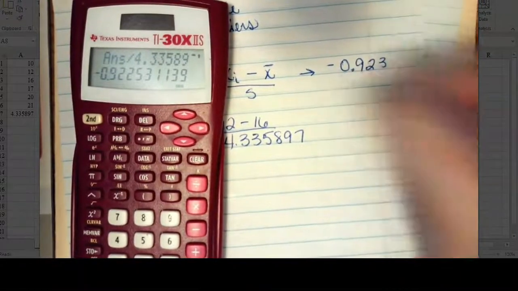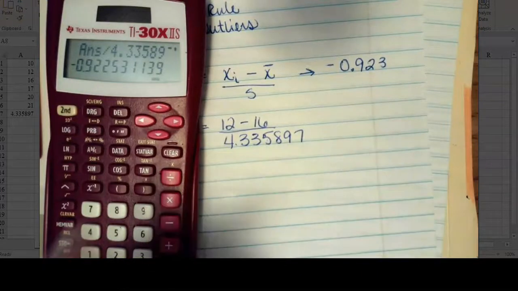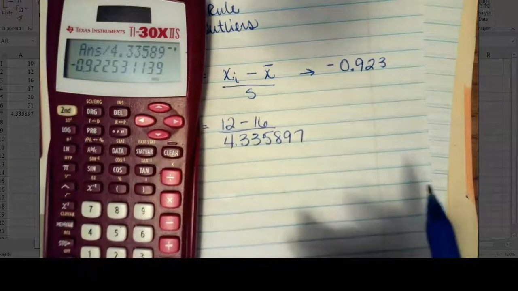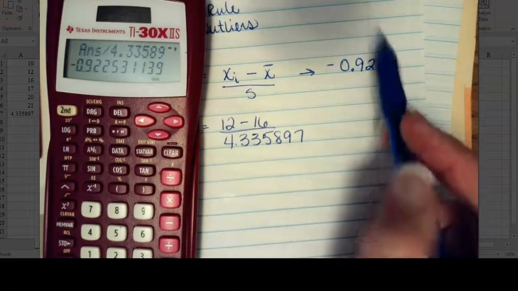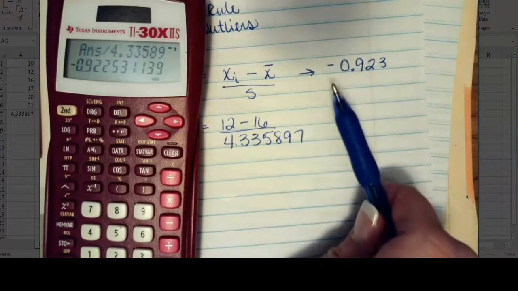So in this case, that z-score is going to be negative 0.923. We'll just keep it at 3 decimal places from now on, just to make it easier. The homework may tell you different decimal place values, like 3 or 4. For our computations from here on out, I'm just going to use 3 decimal places.